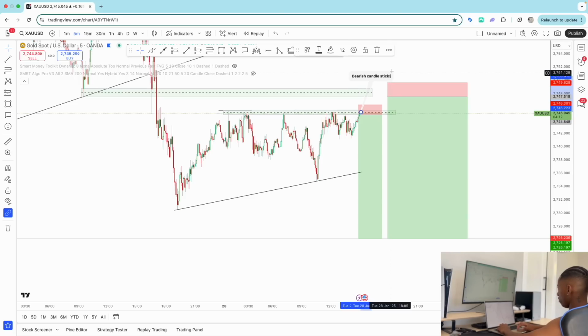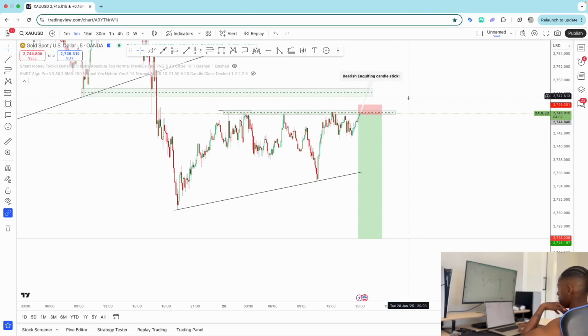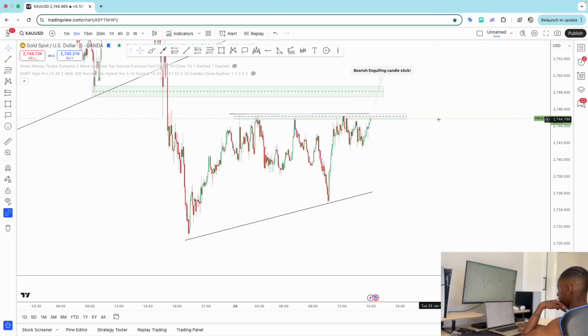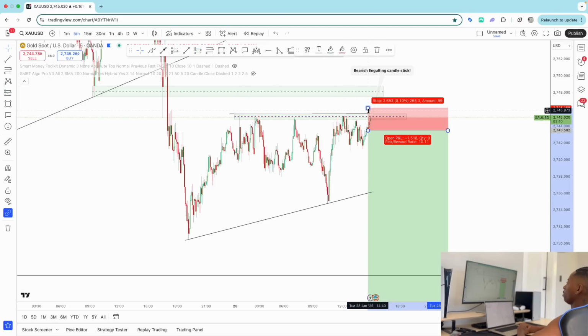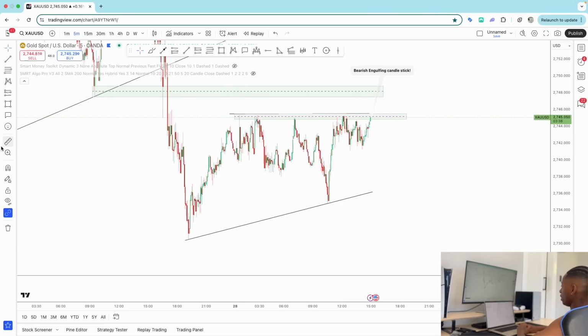Engulfing bearish engulfing candlestick. Okay, so I think now we just have to observe and see what price is going to do. Once price gives us that bearish engulfing candlestick, we'll automatically be able to take a sell below it, stop loss above, and then I will be executing the trade.